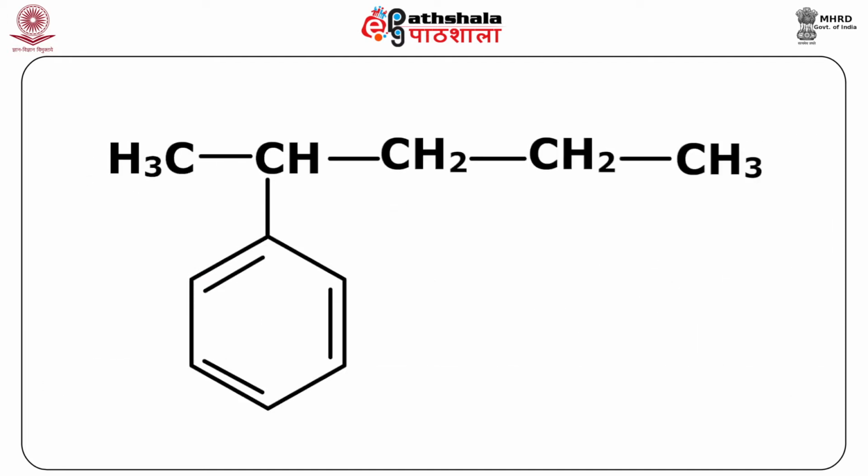Combining all these linkages, the side chain works out to be CH3, CH, CH2, CH2 and CH3. And since this is further attached to a mono-substituted phenyl ring, the structure of the compound should be CH3, CH, phenyl ring, with CH2, CH2 and CH3.